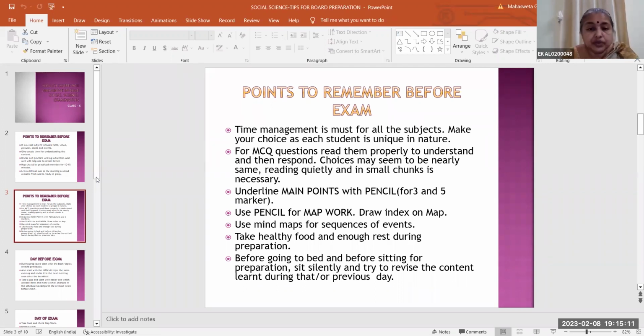Now, when we are talking about map work, please mark with a pencil, because marking with pencil will be helpful for you. It is mandatory that map work should be done with a pencil itself. If you have been asked to mark Software Park, Gandhinagar, or the major crop regions, make a small index in the map itself. When you make the index, it shows that you know how to do map pointing, because it is also a skill. So map pointing skill is very important.